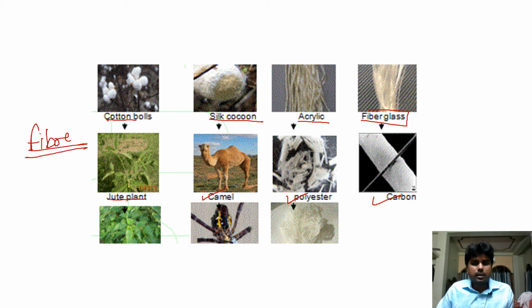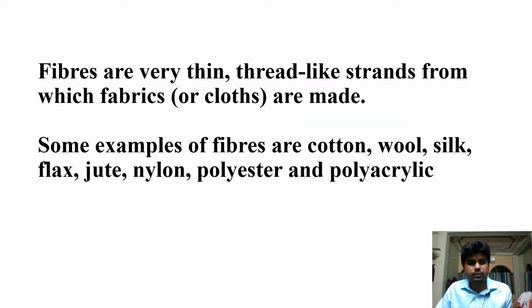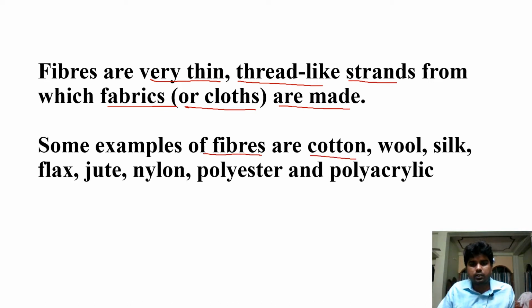So moving forward, see students, what are fibers? Fibers are very thin thread-like strands from which fabrics or clothes are made. Some examples of fibers are cotton, wool, silk, flax, jute, nylon, polyester and polyacrylic.